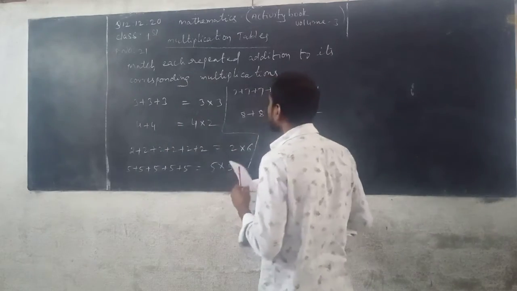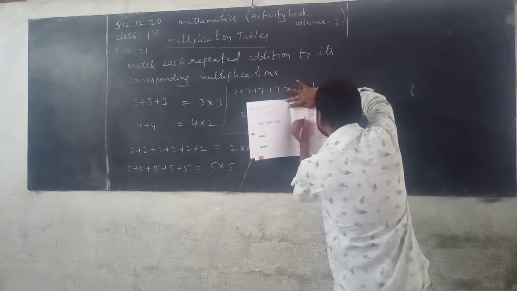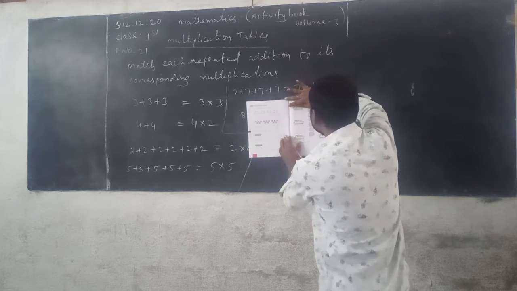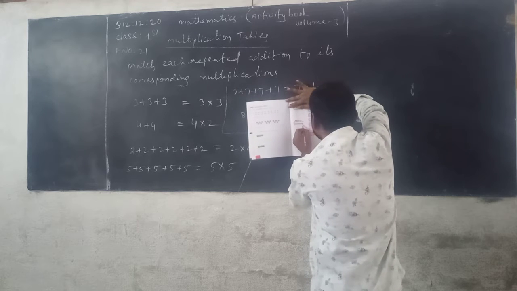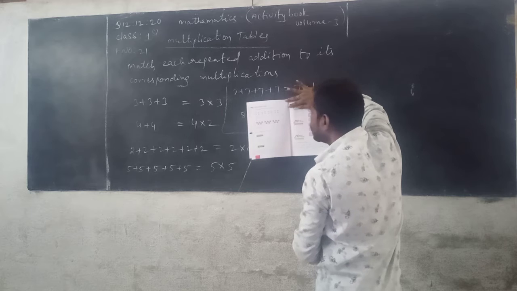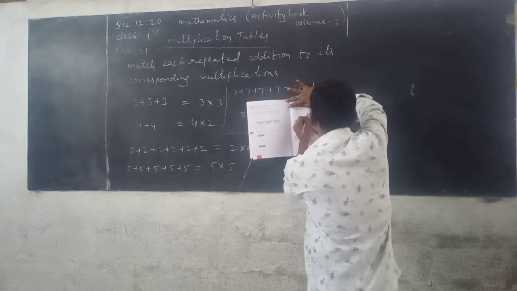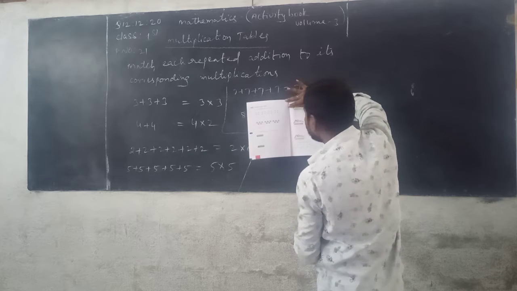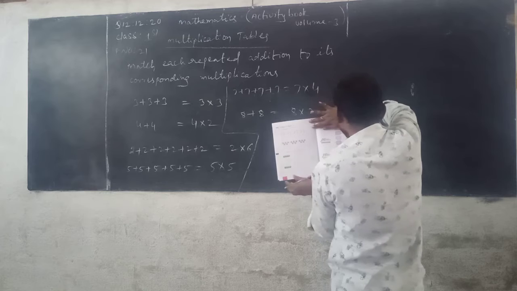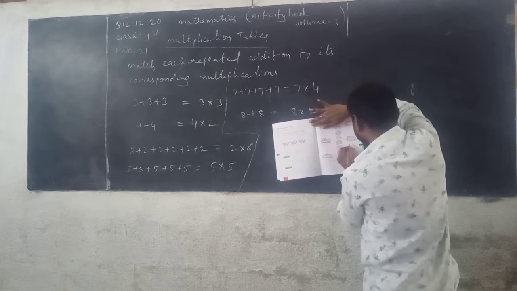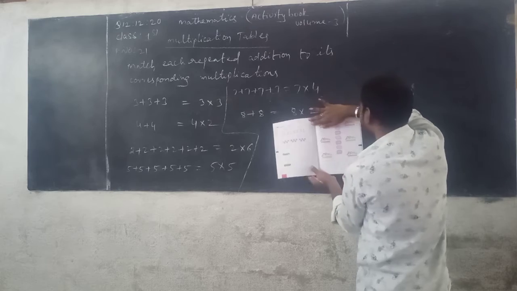See here, 3 into 3. Where is 3 into 3? Here. Match. Next, 4 plus 4 means 4 into 2. Where is 4 into 2? Here. Next, 2 into 6. Next, 5 into 5. Next, 7 into 4. 8 into 2. Everybody match this like that only.